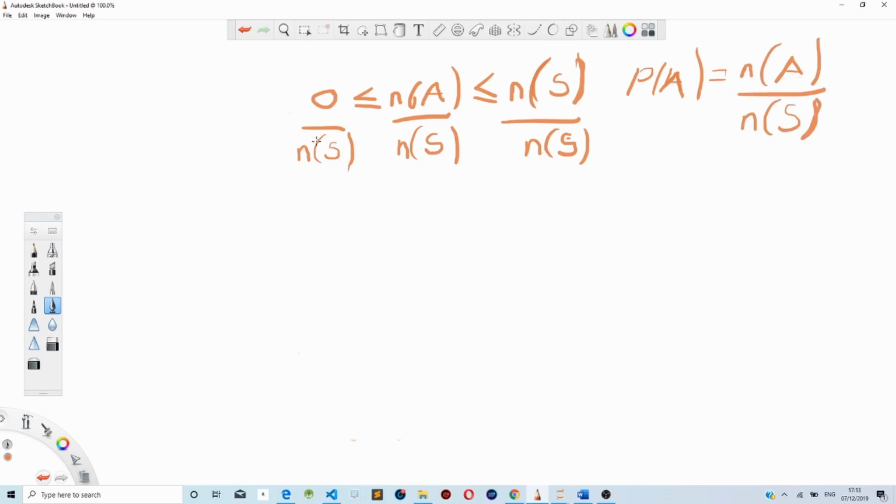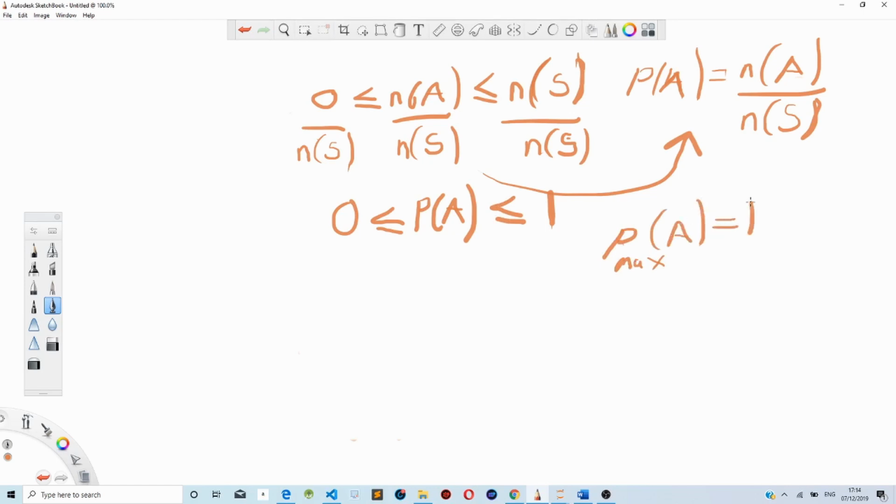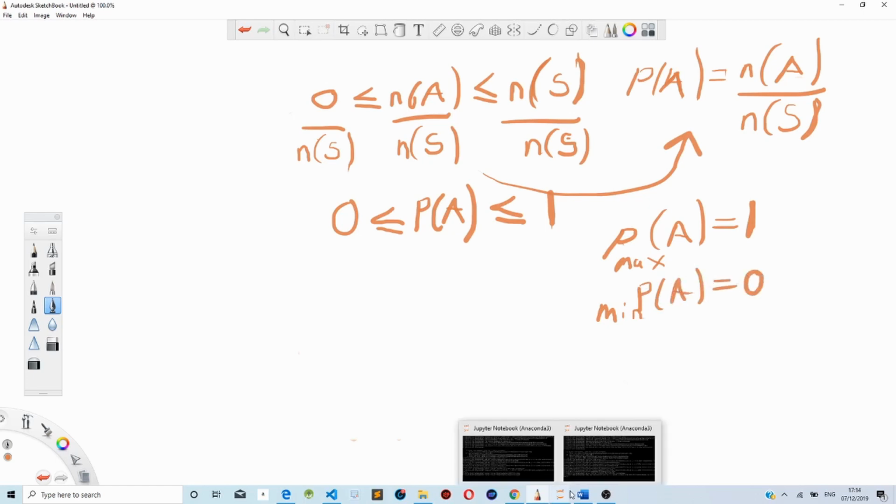If we divide zero, it will remain zero, and then this is similar to this. So this will give us the probability of A, which is less than or equal to 1. So this just tells us that the probability of A is greater than or equal to 0. So the probability can be equal to 0 or greater than 0, and then the probability of A is less than or equal to 1. So this means that the probability of A does not exceed 1. So the maximum value of the probability of A, P max, is equal to 1, and the minimum value of the probability of A is equal to 0. So that's what this means.